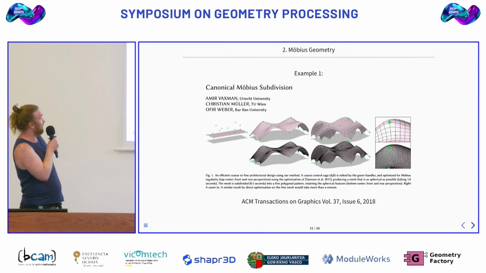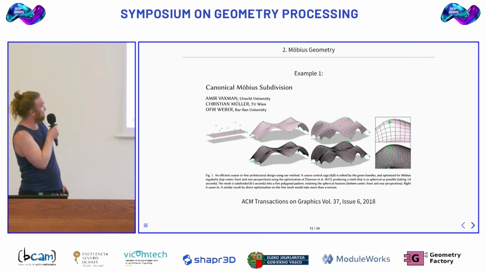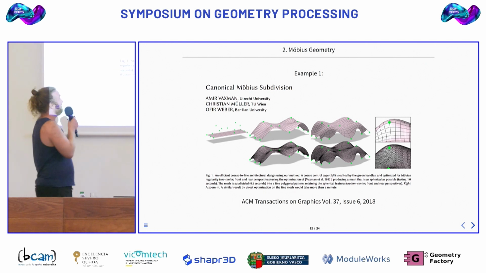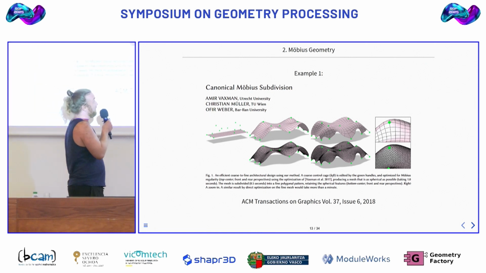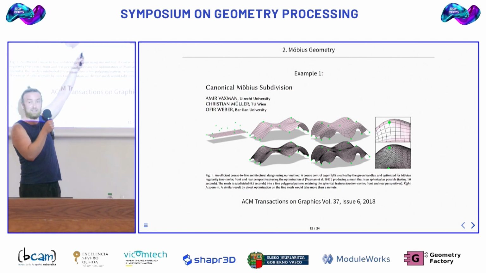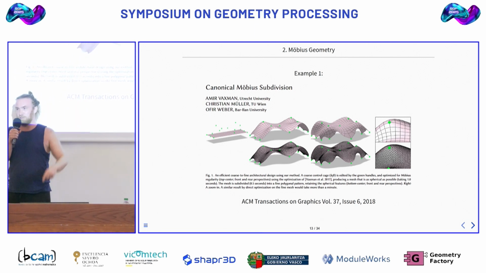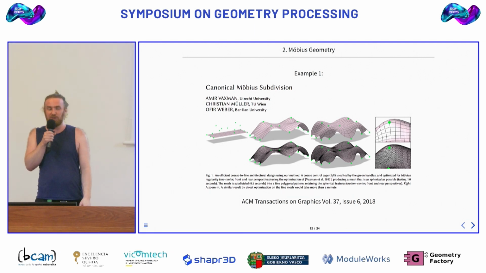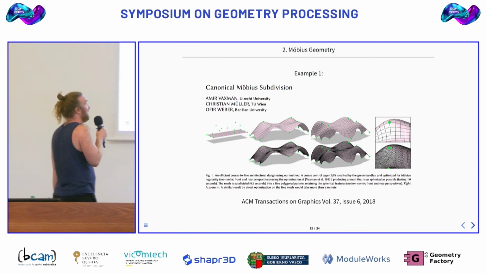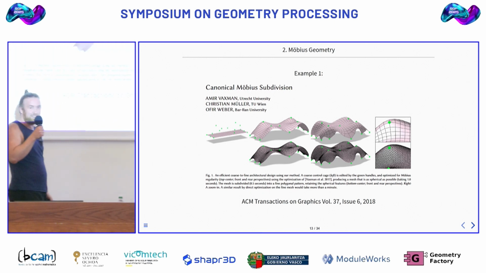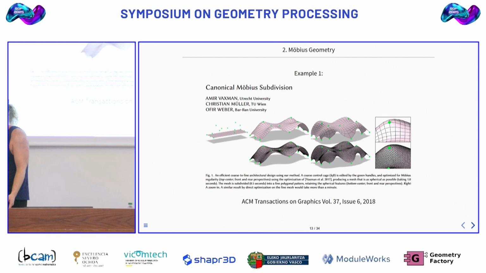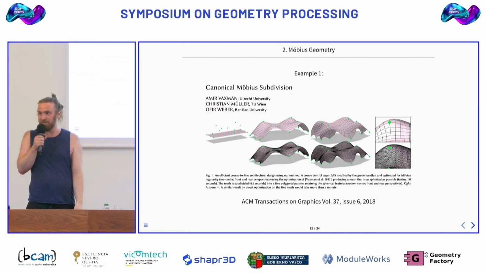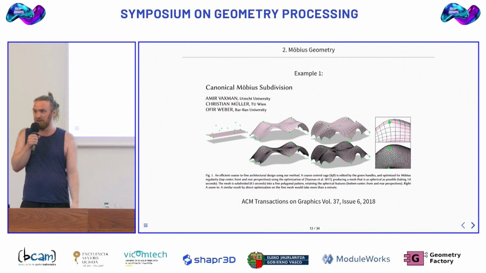It's called canonical Möbius subdivision. What's happening here? A lot, but what I want to focus on is, you have something in the top row and you want to get to the bottom row. In the top row there's some rather coarse mesh and you want a way to get down to the much finer mesh. That's subdivision. But this is a very special way of subdivision where you make no choices. So that's why it's called canonical.